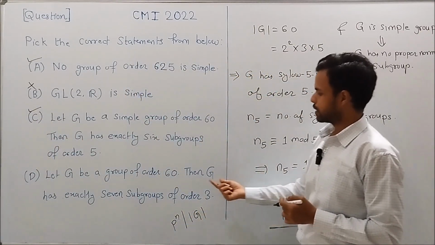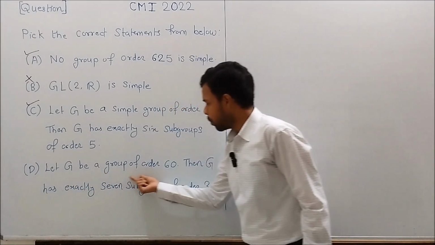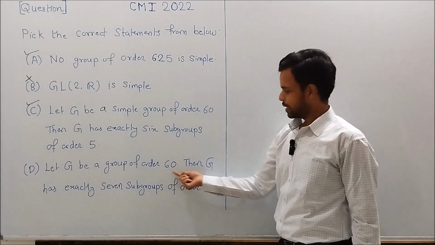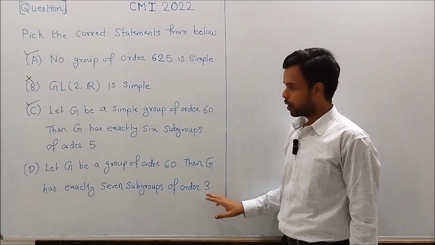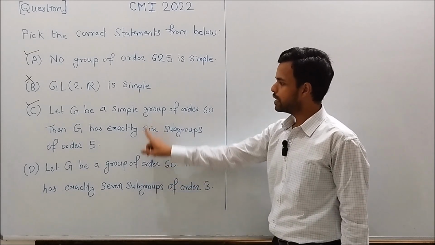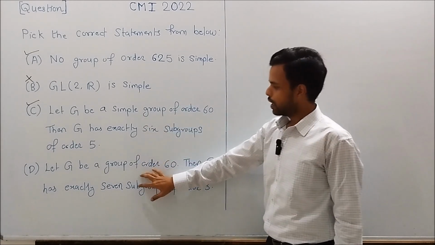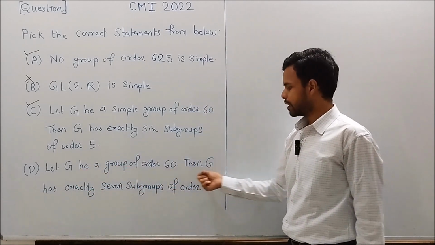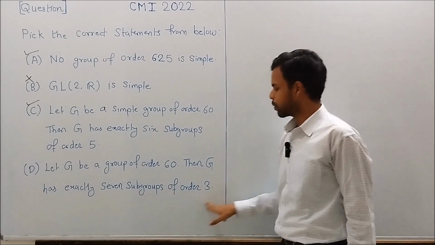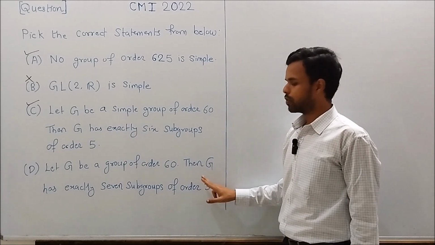Now let's move to the statement in D. The statement in D is: let G be a group of order 60, then G has exactly 7 subgroups of order 3. Note that here it is not given that G is a simple group like it is given in C. Here it is only given that G is a group of order 60. Is it a true statement? No, it is not a true statement.